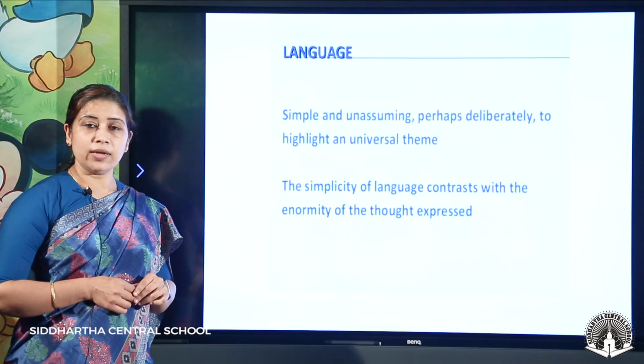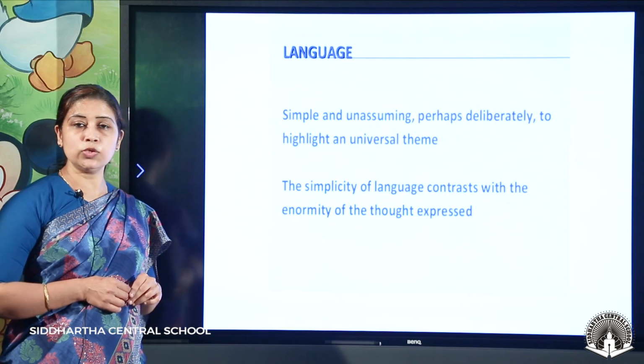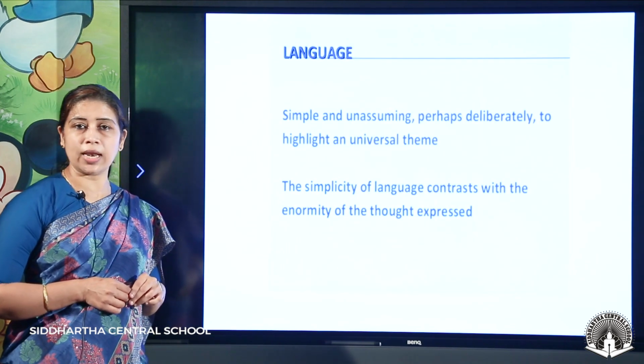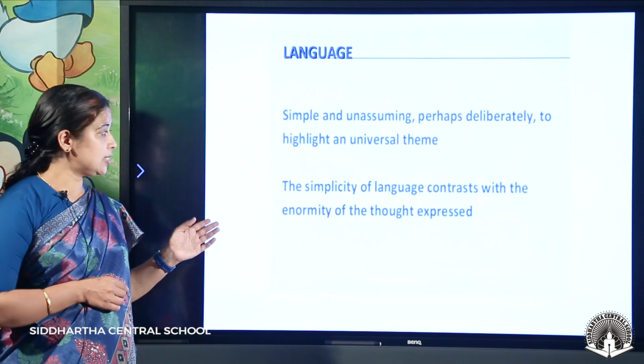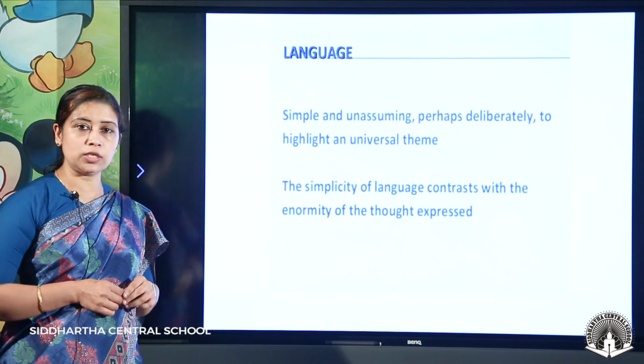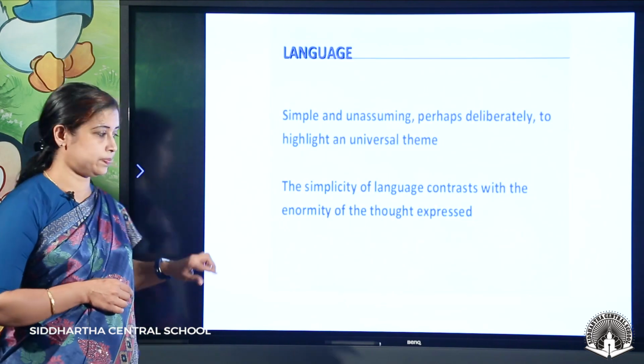The poem is a very short poem, comprising only 3 stanzas. The language used is very simple. Even though the language used is very simple, it underpins a great philosophy. See, the simplicity of language contrasts with the enormity of the thought expressed here.